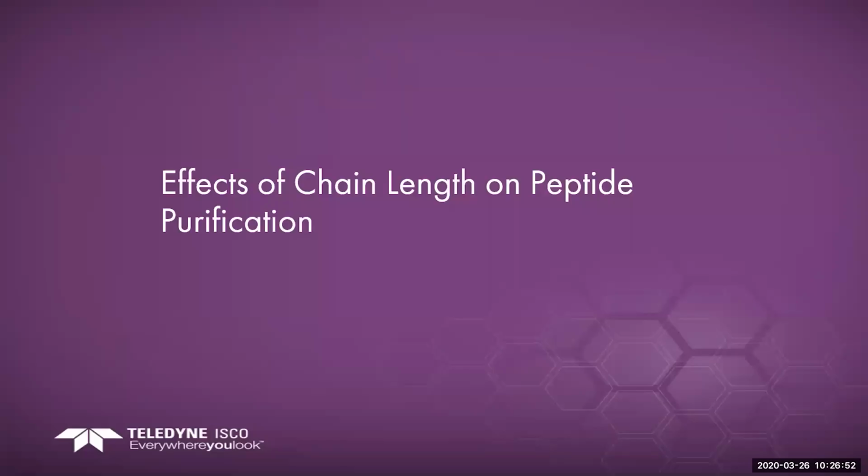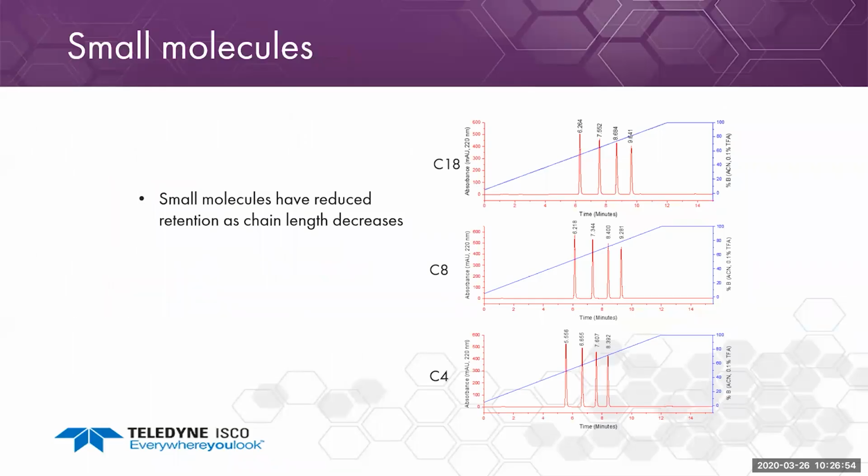So what about chain length? So let's go back to our small molecules again. As I make the chain length smaller from C18 to C4, again, we see reduced retention. Okay, they interact less with the stationary phase.